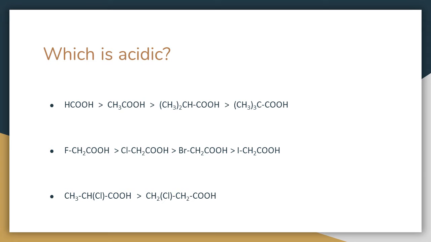Here the butanoic acid is less acidic than propionic acid, which is less acidic than acetic acid, which is less acidic than formic acid. The reason is the plus I effect. In acetic acid we have a methyl group. In propionic acid we have 2 methyl groups, and in butanoic acid we have 3 methyl groups.